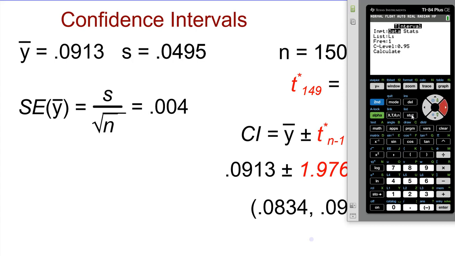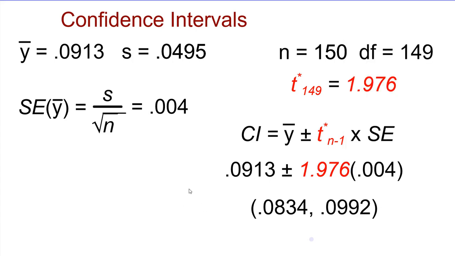So we don't have the data. Instead, we have the summary statistics. So I'm going to put my average in as 0.0913, so that's our sample average, and then the standard deviation from the sample is going to be 0.0495. Degrees of freedom, n in this case would be 150, degrees of freedom would be 149, confidence level is 95%, and boom. So we get the exact same values. Again, our calculator will do all the work for you. All right, so that would be the first thing.